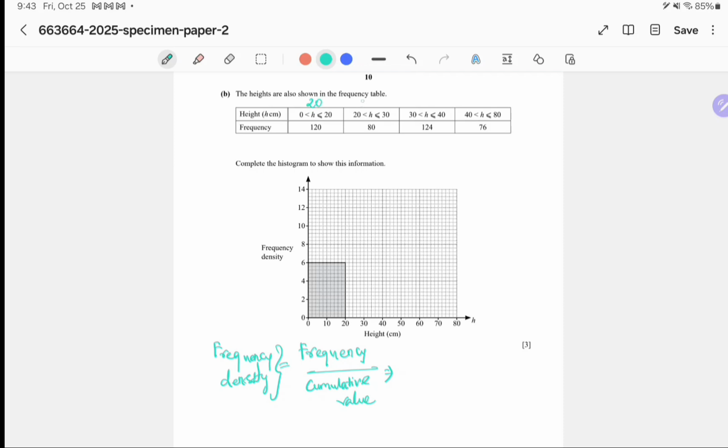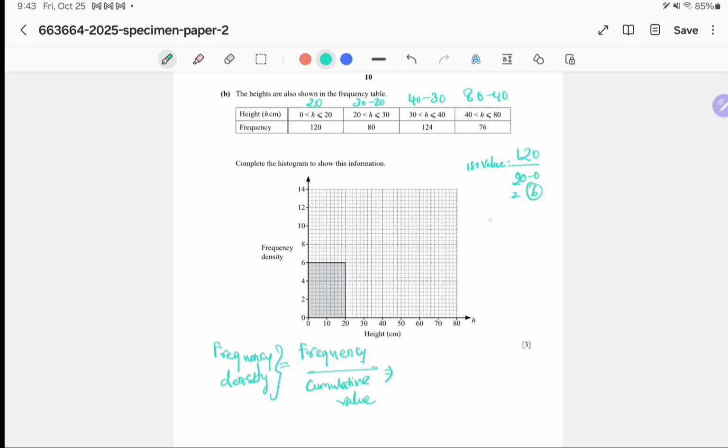For here 30 minus 20. Okay, here 40 minus 30. Here 80 minus 40. These are the frequencies you will get at the top. With this value we will calculate. Okay, so how can I calculate? I will do here. So this is frequency. First value I am doing. So for the first value, it is 120 divided by 20 minus 0. So automatically it is 6.